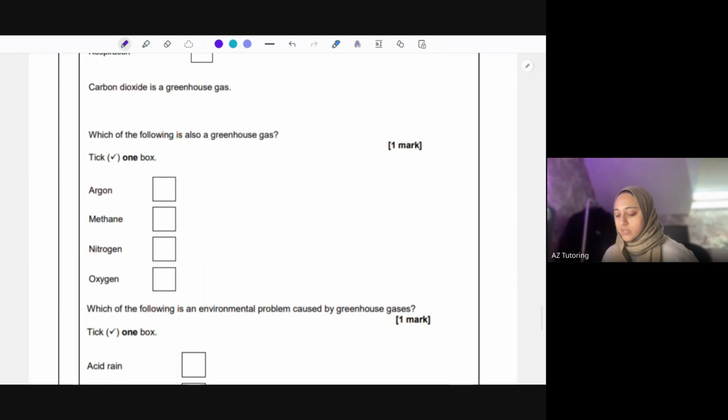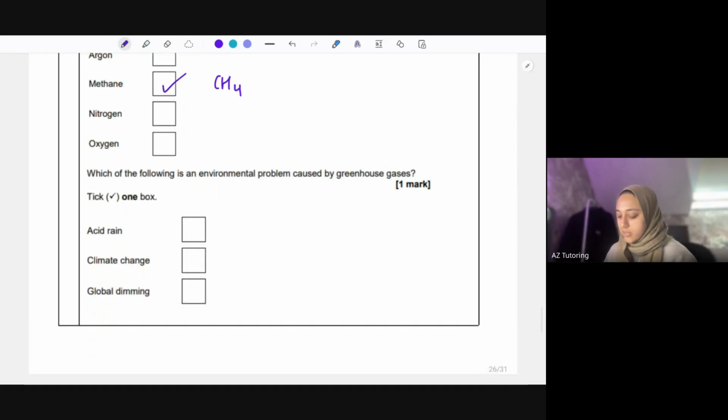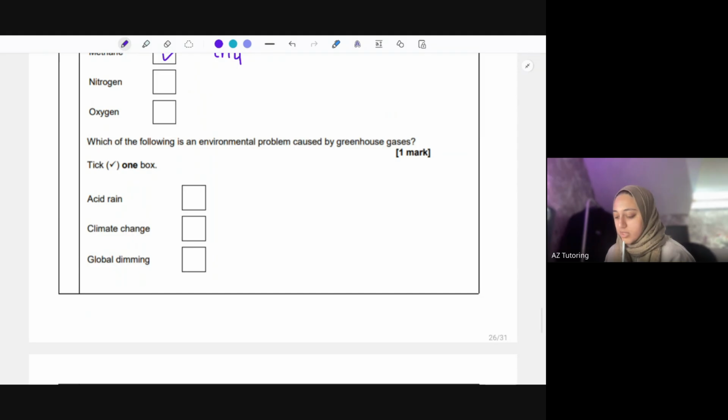Carbon dioxide is a greenhouse gas. Which of the following is also a greenhouse gas? Not argon, that's a noble gas. Nitrogen and oxygen, they're already in the atmosphere. So it's methane, CH4. You should know what the chemical formula for methane is. Which of the following is an environmental problem caused by greenhouse gases? It's not acid rain. Acid rain is caused by sulfur dioxide. Global dimming is caused by soot. So soot is essentially carbon particles that stay in the air and start making Earth darker. So it's climate change for that one.